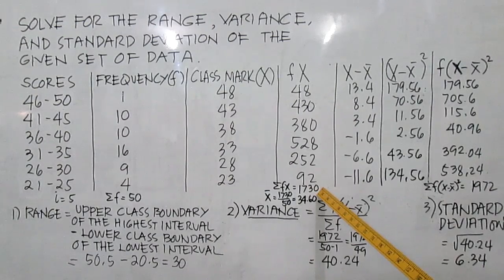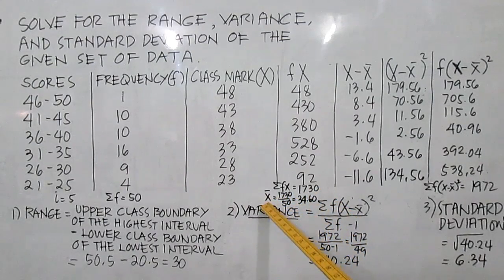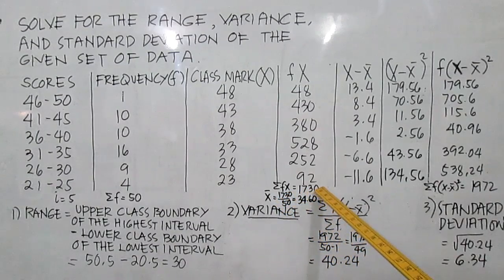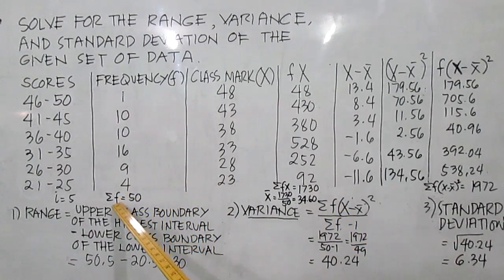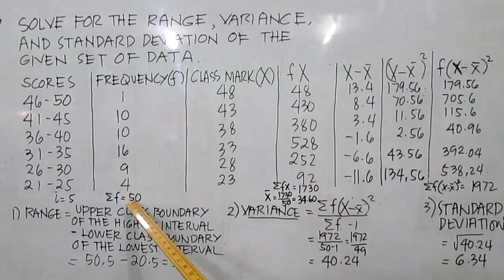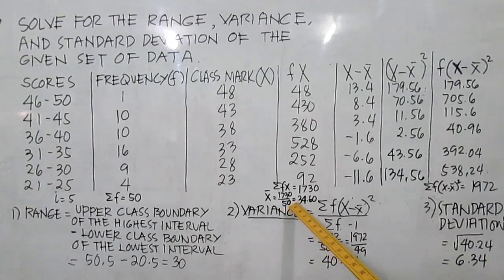From here, you can easily find the mean. This is just equal to the sum of the product of the frequency and the class mark divided by the sum of the frequency or the total frequency. 1,730 divided by 50 is equal to 34.6.